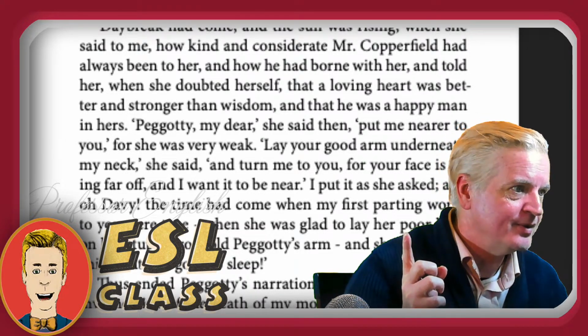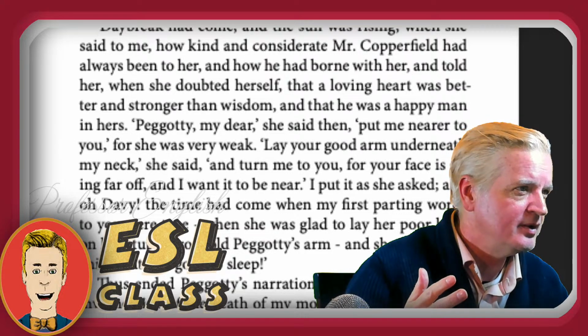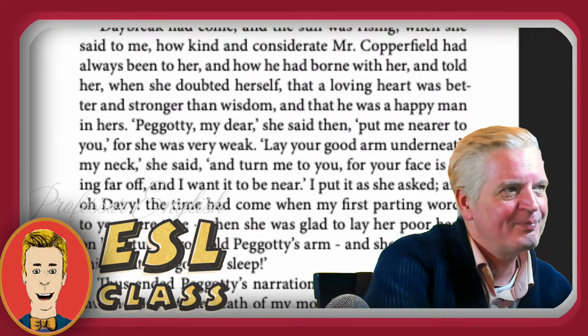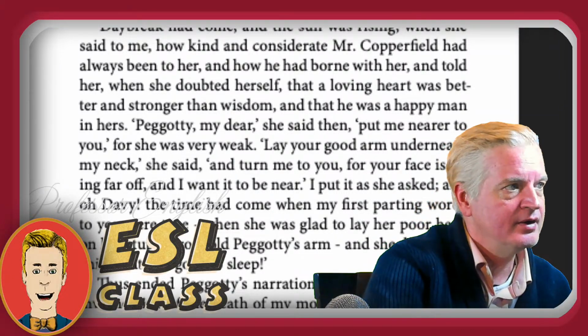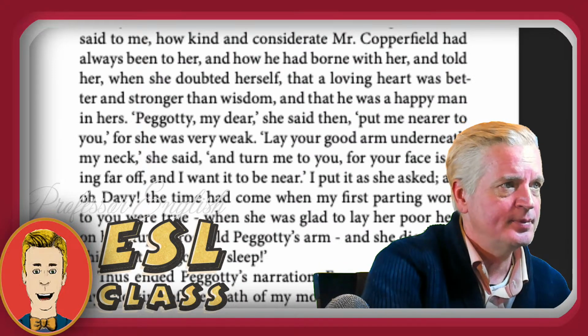The second husband, Mr. Murdstone, was mean to her and always said that she was stupid. And so did his mean sister, his evil sister. And that was probably the thing that was killing her, Mr. Murdstone, her second husband, and his abuse.